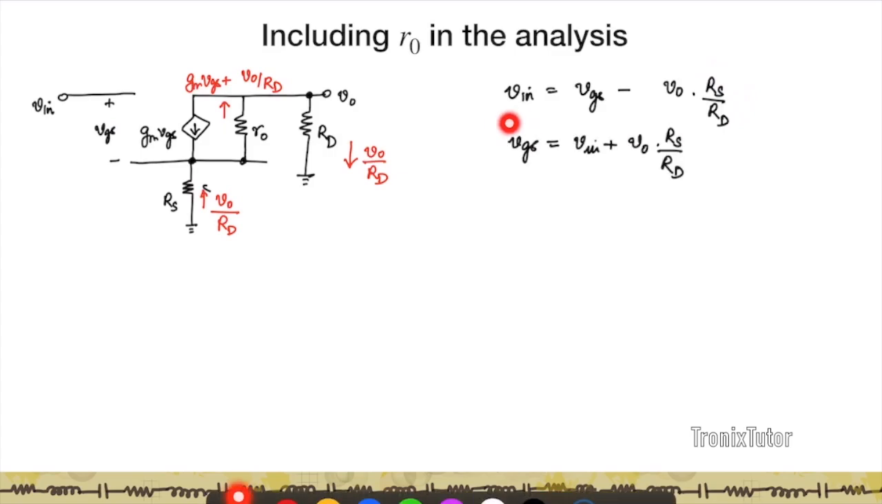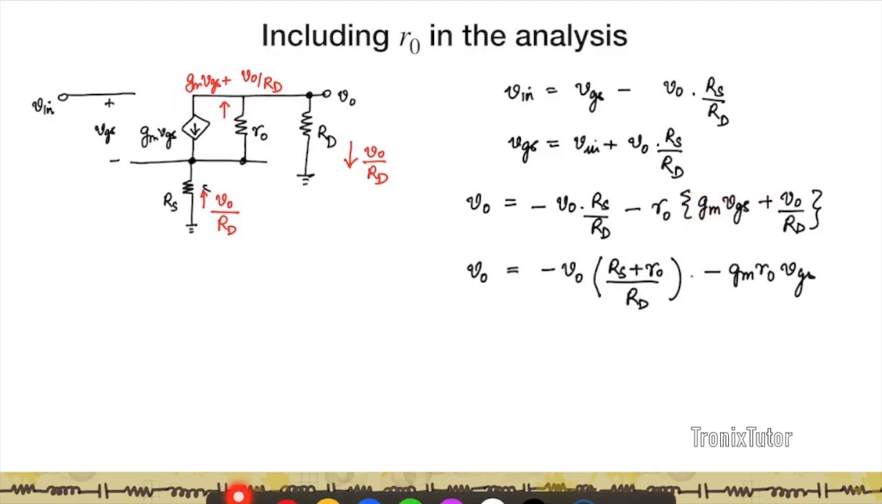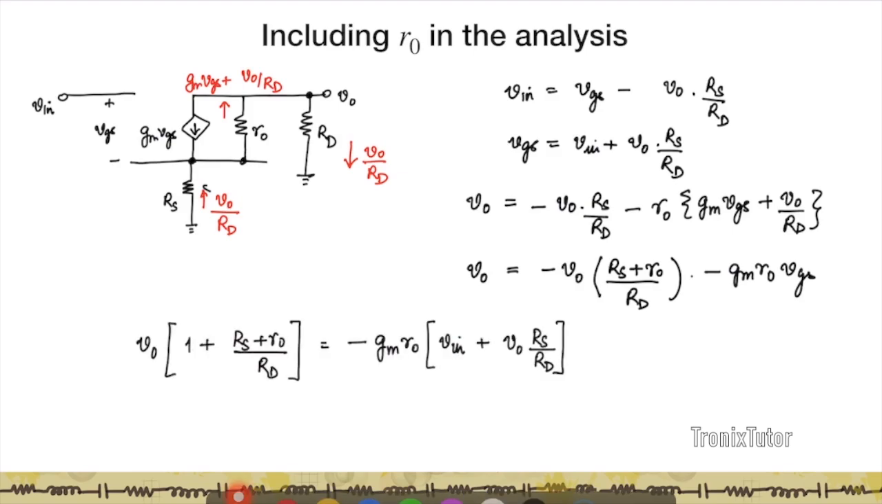Similarly, my VGS can be expressed in terms of Vin and V0. Same thing, I can write the output loop voltage as V0 is also given by the voltage drop across R0 plus the voltage drop across RS. So I can write V0 as minus V0 into (RS plus R0 by RD) minus R0 into (gmVGS plus V0 by RD), which is the current flowing in the R0 transistor. And so I can collect all like terms and express VGS in terms of Vin and V0.